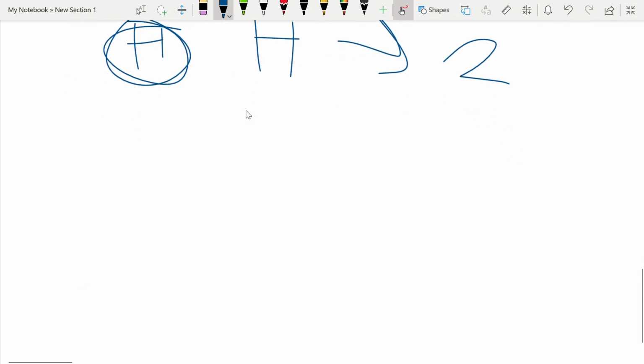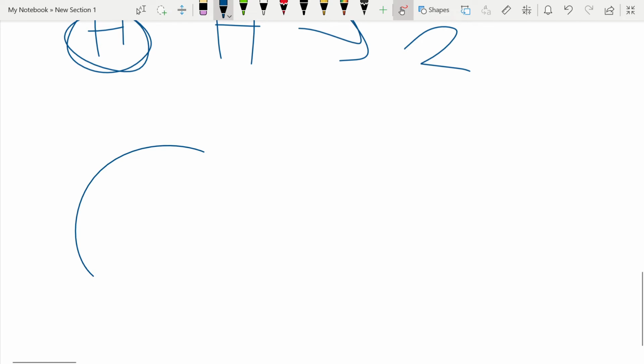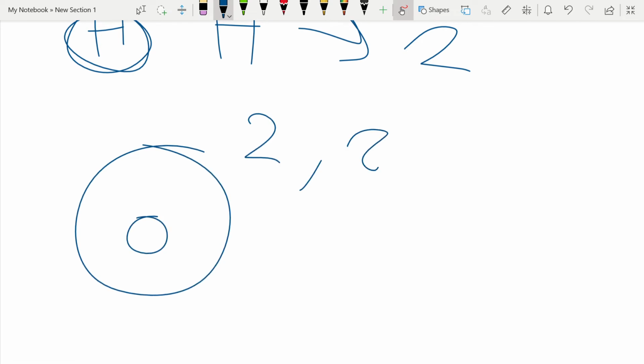Let's take an example of sodium. Sodium has 2, 8, 1. So, there's hydrogen, helium, lithium, beryllium, boron, carbon, nitrogen. Okay, so it's going to be the 11th element.